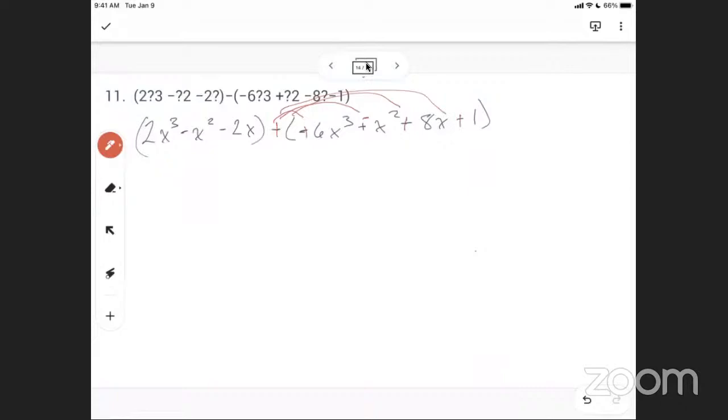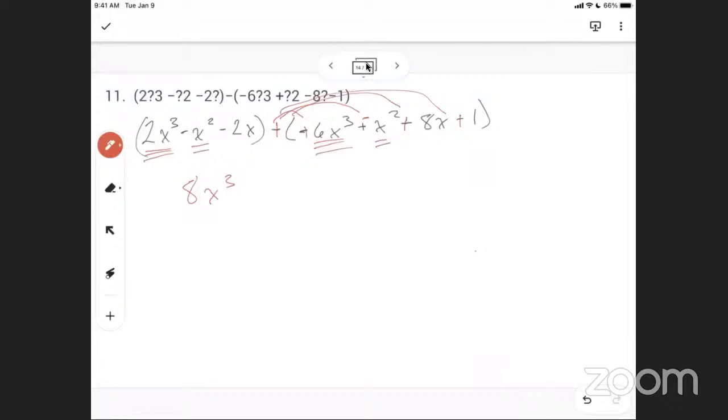Okay. And now you're just adding like terms. So there's an x cubed term here. What's 2x cubed plus 6x cubed? 8x cubed. Exactly. And then there's a negative x squared and another negative x squared. What's negative x squared minus x squared?